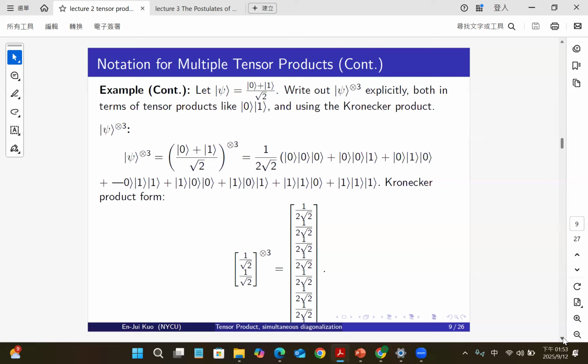What am I saying? If you take 0 and 1 divided by square root of 2 and tensor it 3 times, then you get all the possible bit strings. There are 8 of them, right? Hopefully this is obvious. You get 000, 001, and so on, in total 8 of them, and they all have equal weights, 1 over 2 square root.